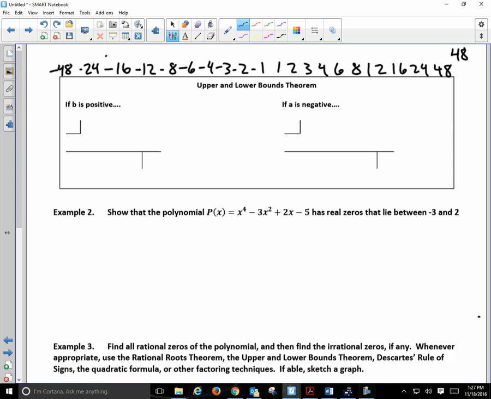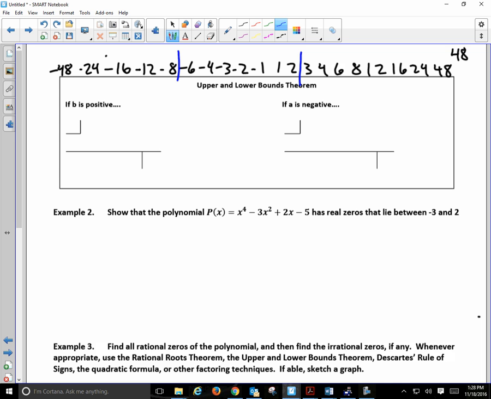Well, Descartes said, I don't really care for that. I would like to get rid of a lot of the choices. We already showed you that Descartes' rule of signs can help you understand if you get rid of some of the positives and some of the negatives. He also said there's another way we can identify if maybe there are no solutions that are greater than 2, or there are no solutions less than negative 6. So we can focus on kind of a middle ground. And he said there's an upper bound and there's a lower bound. And here's how you find it.